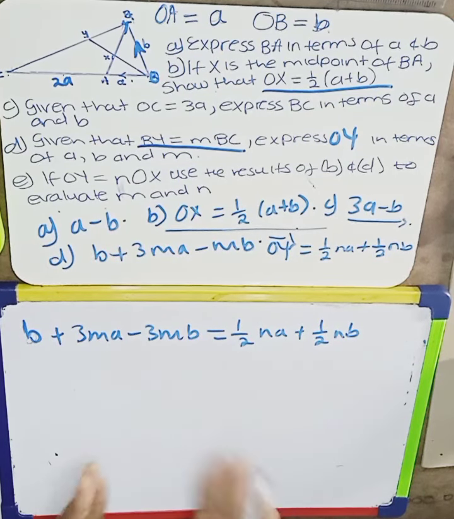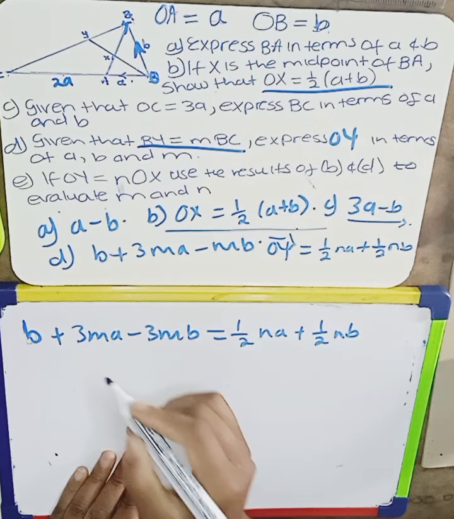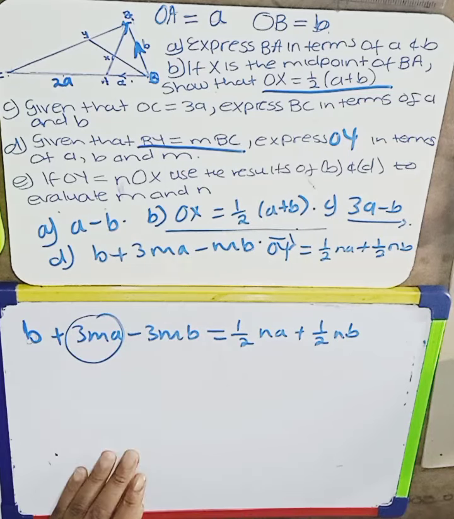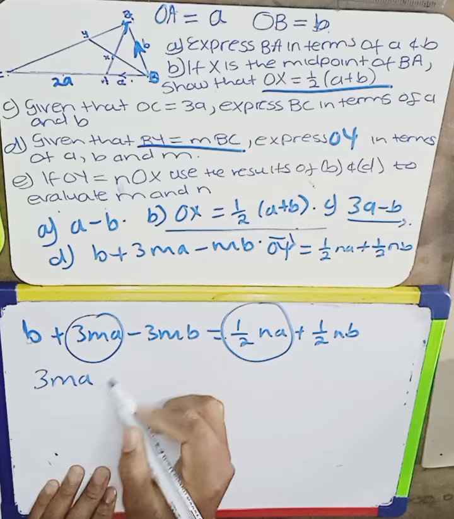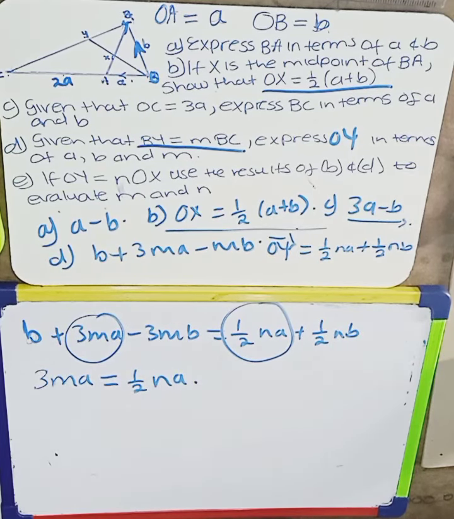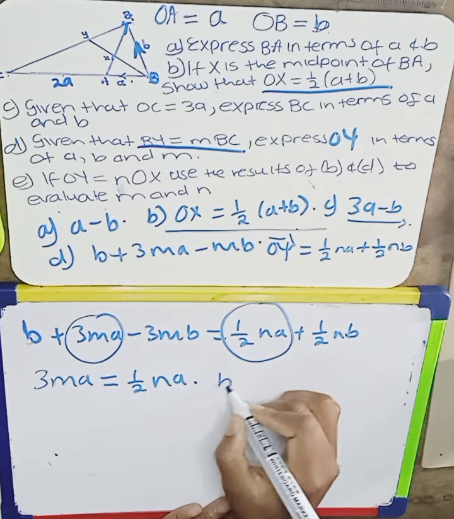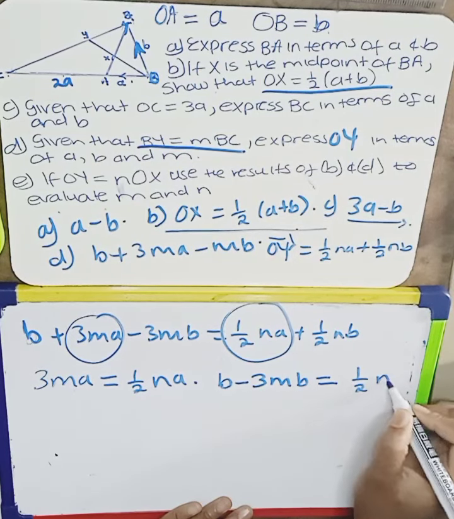Okay, so how are we going to simplify for M and N? Take note of this. And remember, part E of the question carries a lot of marks, about 4 marks to find M and N. This is what you do. You write all the vectors with A and you equate them together. On the left, we have got 3MA. We are equating it to half NA. So 3MA is equal to half NA. And vectors in B together, we have got B minus 3MB is equal to half NB.